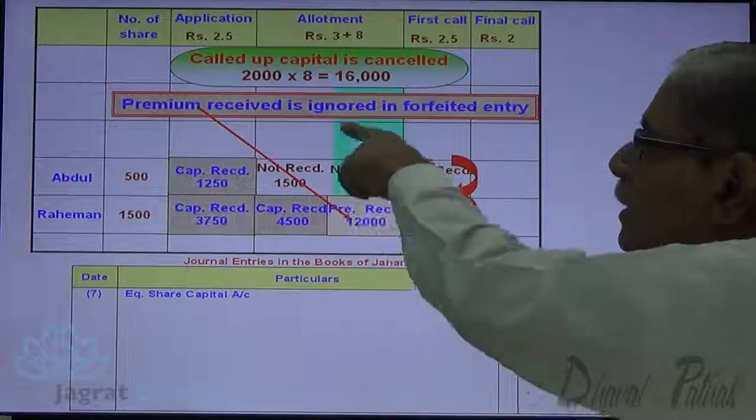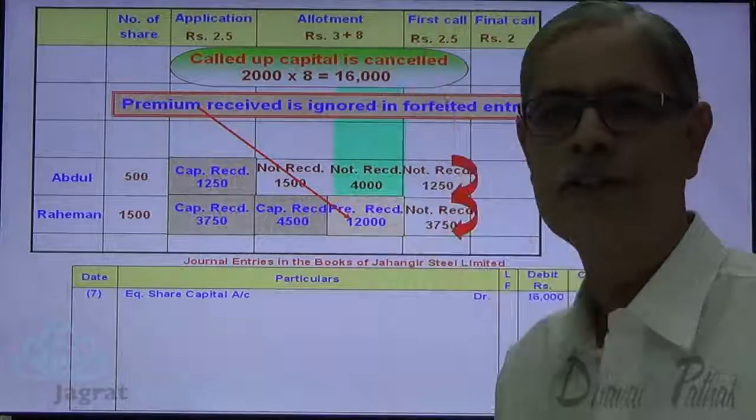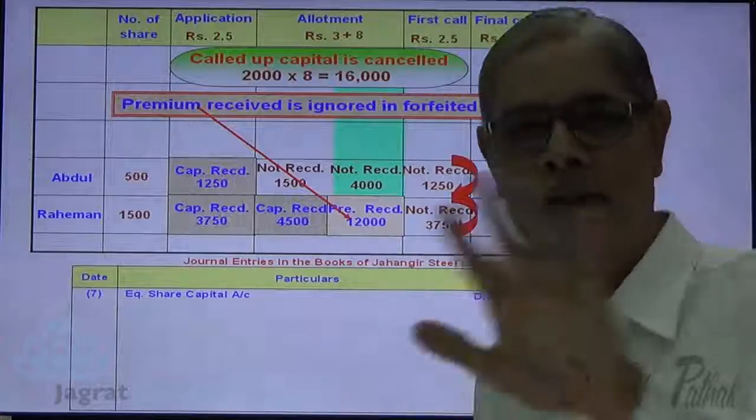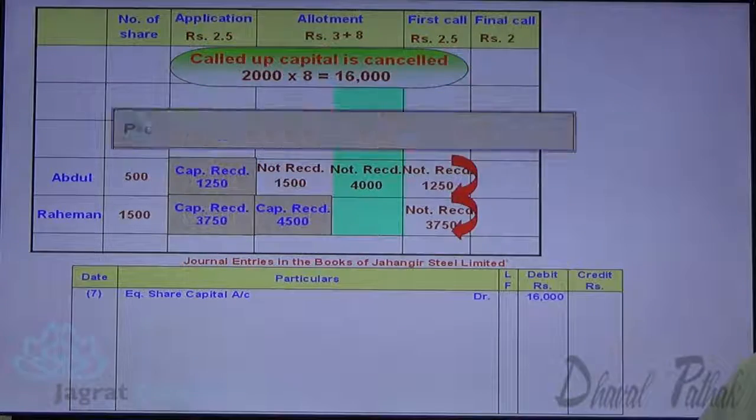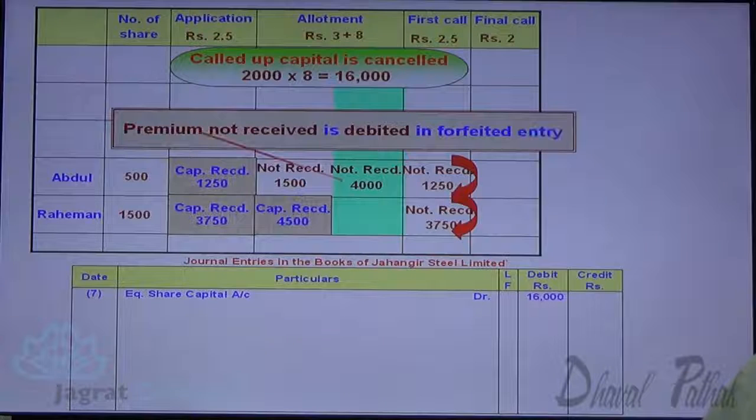Premium received is ignored in forfeiture entry. So this premium received is not considered in forfeiture entry. So let me remove it. Premium not received is debited to security premium account. Notice this is a very important point.